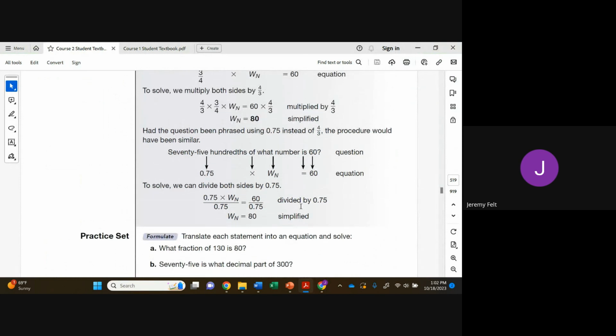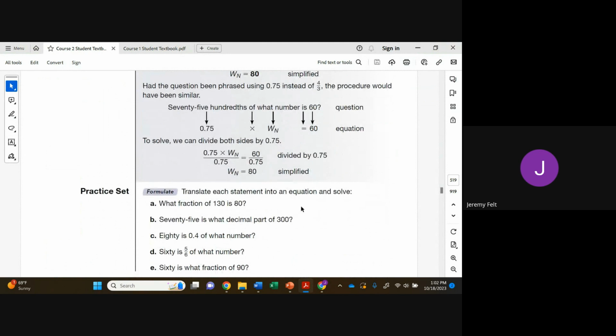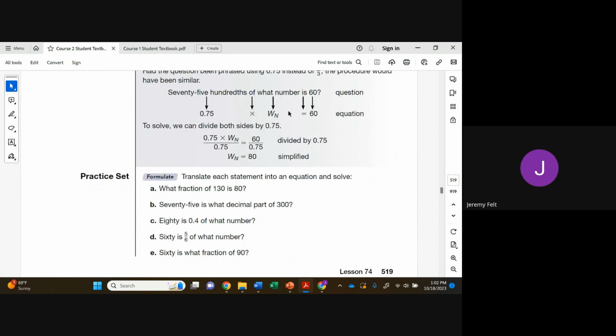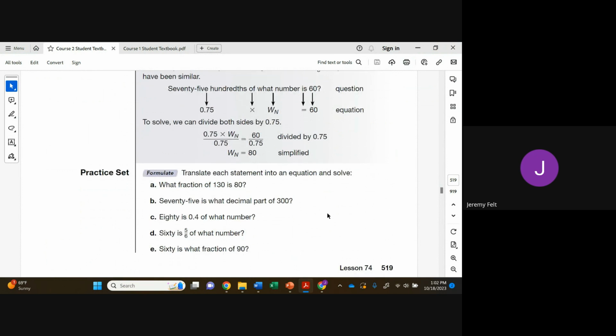The number is 80. Again, if we were doing a decimal, it's at 3/4, so we can make it 0.75 and do the same thing. 60 divided by 0.75 is 80. So if it says what fraction, and let's write it as a fraction. If it just says what number, we come up with a decimal or a fraction, unless it specifically says, I'm fine with you putting either one. All right, practice set we'll do together.